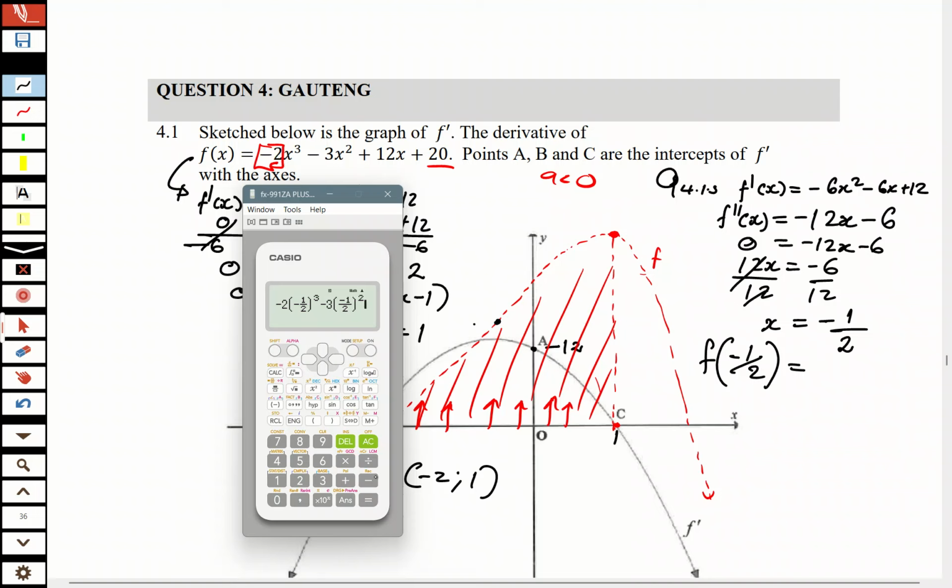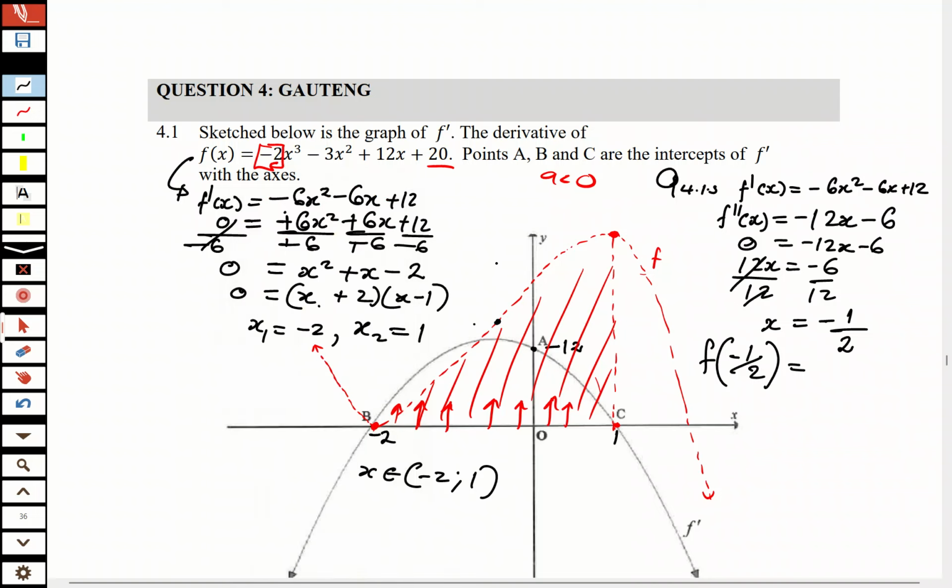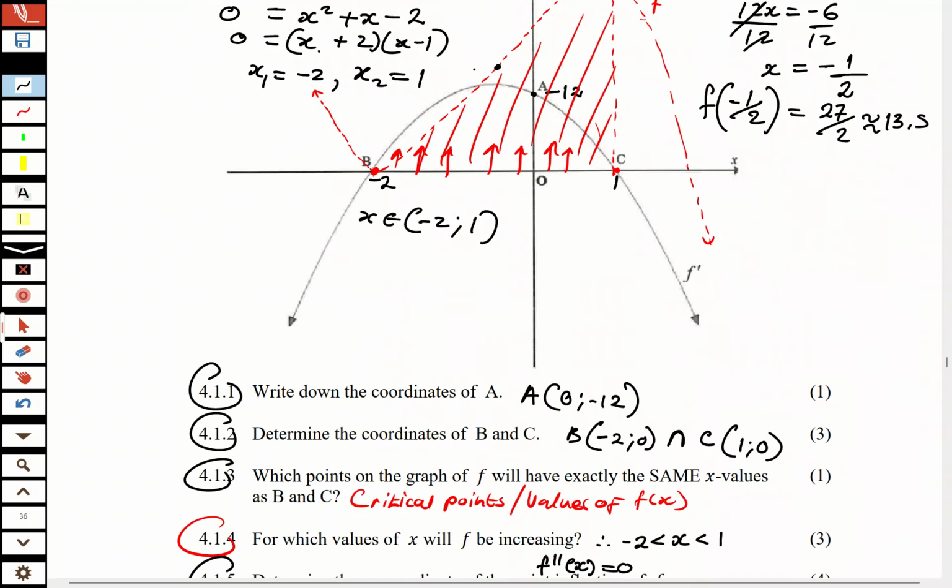and then this is squared, and then plus 12 into negative a half, and then plus 20 there. So the answer is 27 all over 2, which is 13.5. So this is 27 all over 2, which is approximately 13.5. So you're not done, guys.